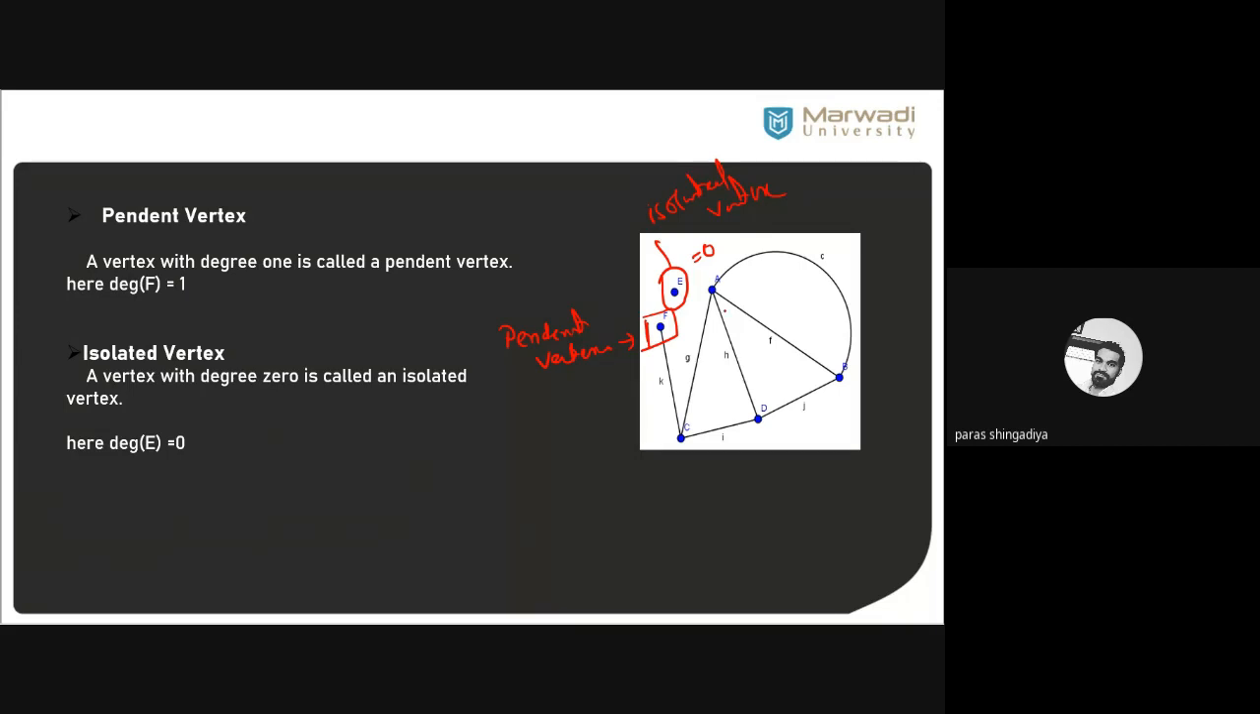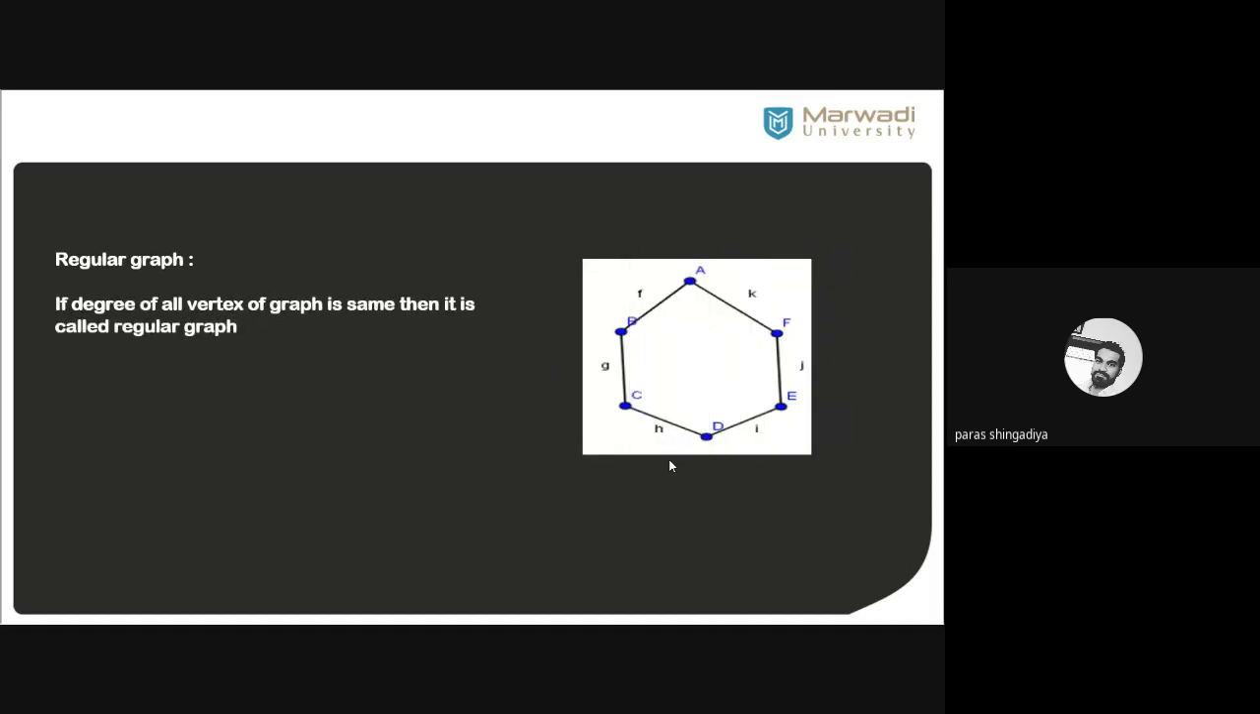And in the same way we can count the degree of all the remaining vertices here. Degree of a is equal to 4, degree of b is equal to 3, d is 3, and c is 3. That is the graph. So based on the degree concept, we can define the pendant vertex and isolated vertex. And now this important definition: regular graph.